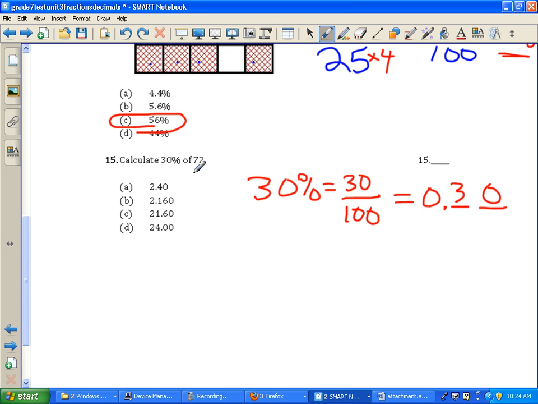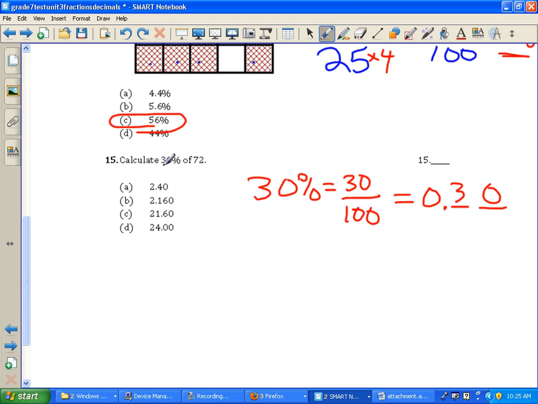Now we want 30% of 72. Now, right away, you know that 50% is half. Now what's half of 72? Well, roughly you're going to look maybe about 30, 35 will be half of it. So we know we're going to be less than 35. So which ones are less than 35? Well, all of them in this case.